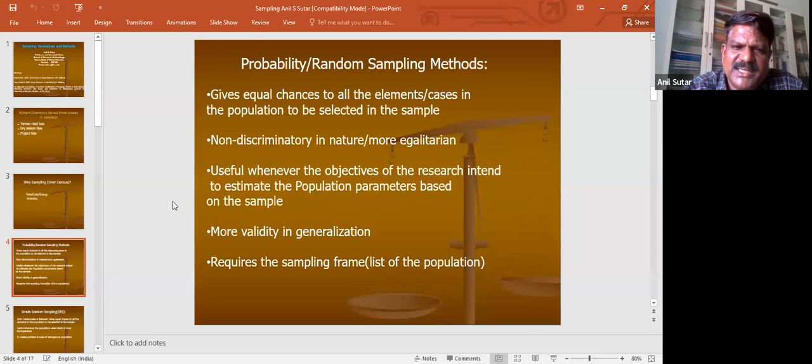And these random sampling methods are quite crucial when your research objectives are aiming at estimating population parameters based on the sample. Based on the sample mean, you try to estimate the population mean. For instance, if you are interested to see how many management faculties read international peer reviewed journals in Mumbai, or have subscribed, whether online or hard copy.